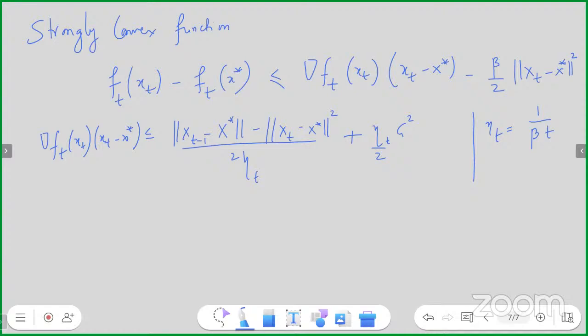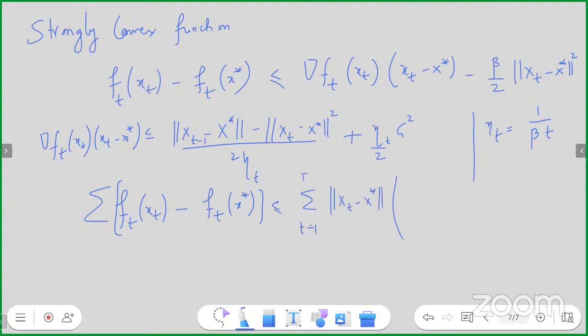So let's just sum it over all times. Summing it over all times, you get ft of xt minus ft of x star is less than or equal to the summation, t going from 1 through capital T, of xt minus x star multiplied by 1 by eta t minus 1 over eta t minus 1 minus beta, plus our usual g square times eta t.